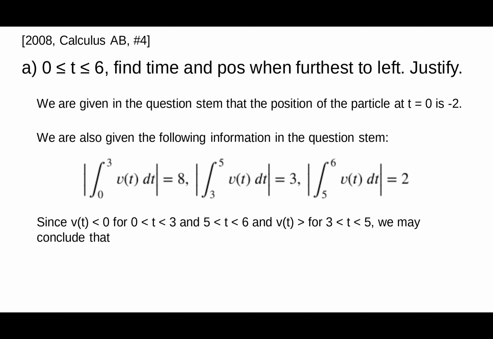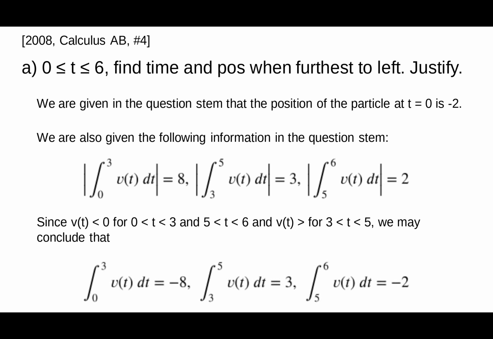All right, so if we look at the graph for the velocity of this particle, we see that the velocity is negative for all values of t between 0 and 3 and between 5 and 6, and that it's positive only between 3 and 5. Because of this, we may conclude that these integrals actually have the following values. The integral from 0 to 3 of v of t dt is -8, not +8. The integral from 3 to 5 of v of t dt is +3. And the integral from 5 to 6 of v of t dt is -2.